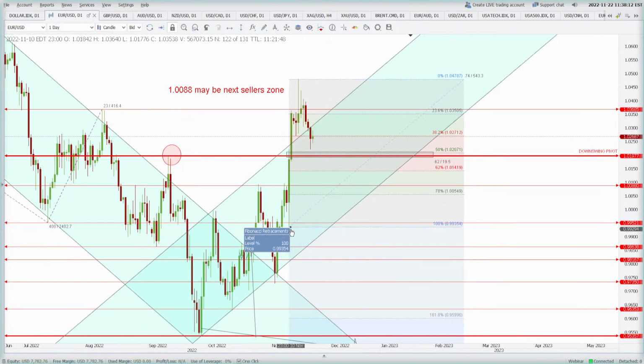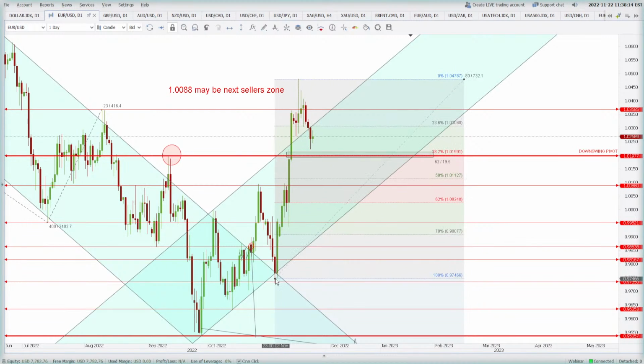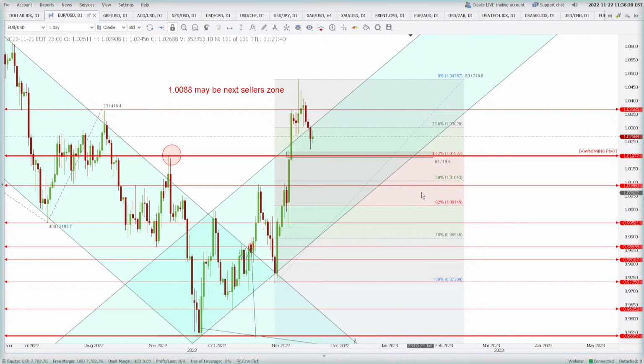Now one second, I think this is the swing low here, and we should keep it. So yes, 1.0088 is the most probable area where the price can find support. I think this can break in the short term to the 1.0088. But yes, 1.0197 is the immediate support and 1.0368 is the immediate resistance for the euro dollar.